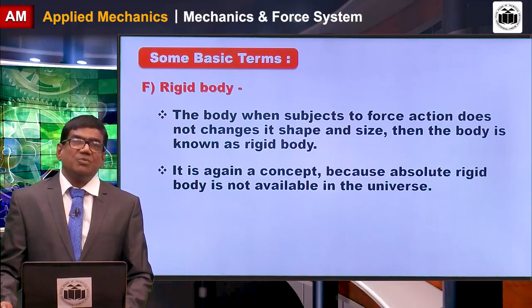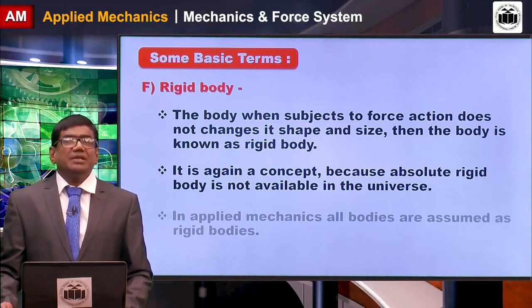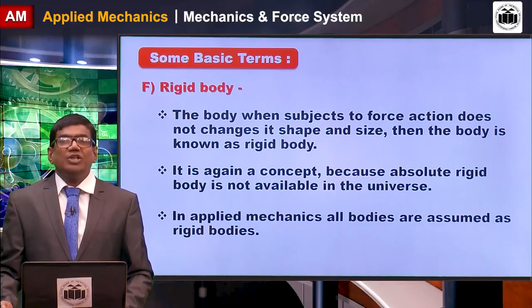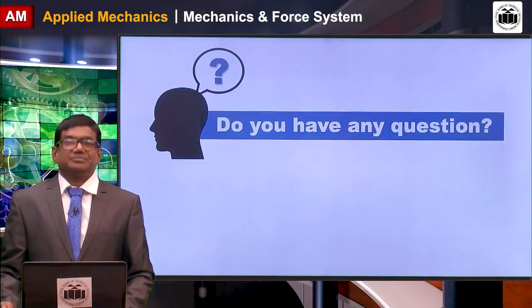Whenever force acts on a body, the body changes its shape and size more or less. But in applied mechanics, all bodies are assumed to be rigid bodies for their study.